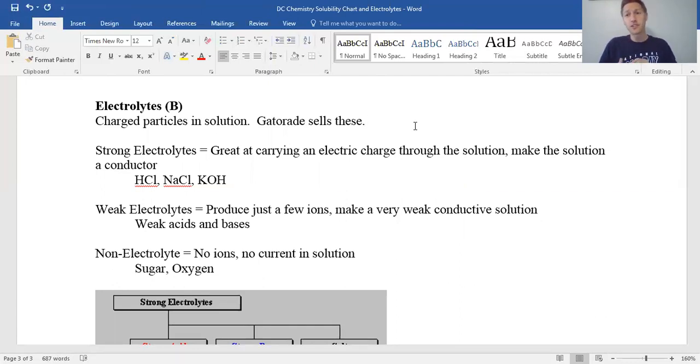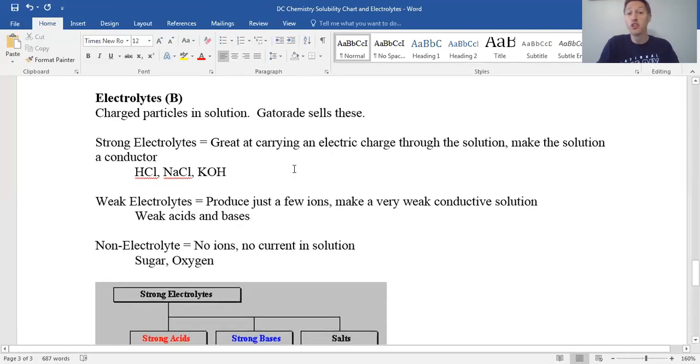So in this class, we're talking about whether you're a strong electrolyte, a weak electrolyte, or a non-electrolyte. If you're a strong electrolyte, this means that you are really good at conducting charge. You make the solution very conductive. These would be salts or strong acids and strong bases. Those things fully ionize. The definition of a strong acid is that it fully ionizes, turning into ions. So you're going to have a whole lot of ions, which means it's great to conduct electricity.